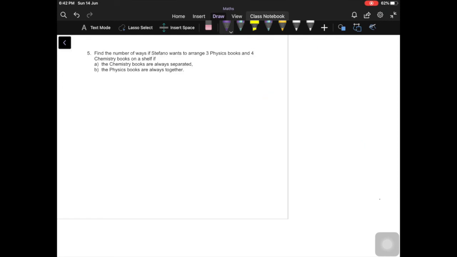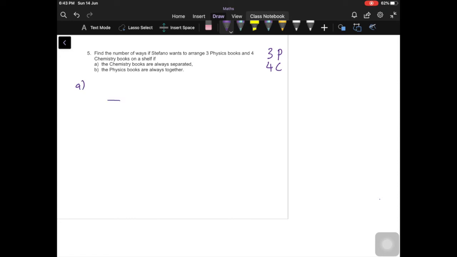Now we move to the second question. Find the number of ways if Stefano wants to arrange 3 physics books and 4 chemistry books on a shelf. A, the chemistry books are always separated. B, the physics books are always together. For the first part, the chemistry books are always separated.